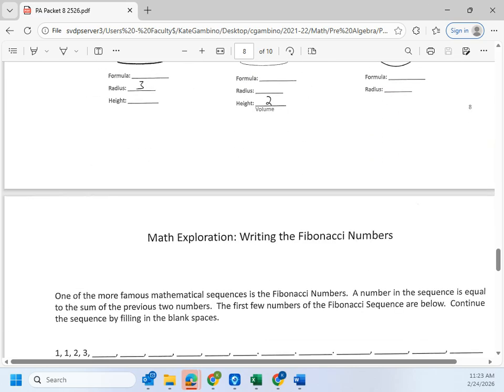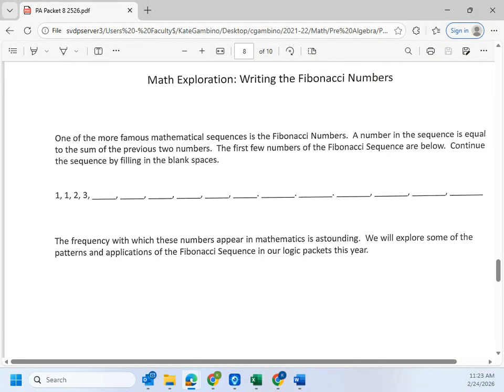Our next page is Fibonacci numbers. We are going to have more work with Fibonacci numbers in future packets. What we need to know to complete this Fibonacci pattern is that to get to our next number, we add the 2 numbers before it. 1 plus 1 is 2. 1 plus 2 is 3. 2 plus 3 is 5. 3 plus 5 is 8. 5 plus 8 is 13. Continue the pattern. Add the 2 numbers together to get the next number. So continue your pattern for those Fibonacci numbers.